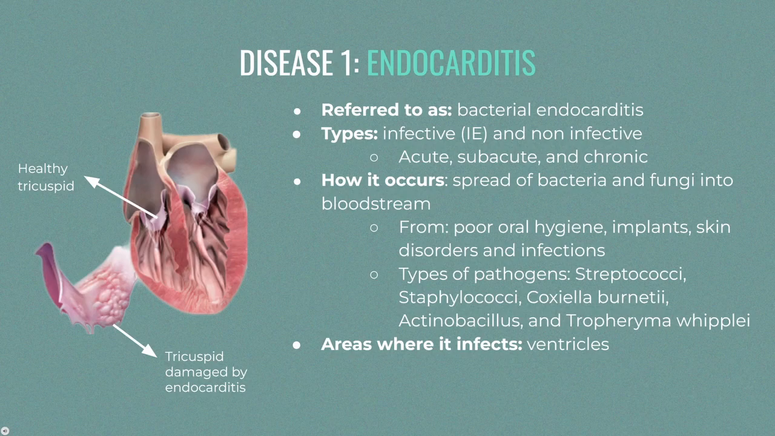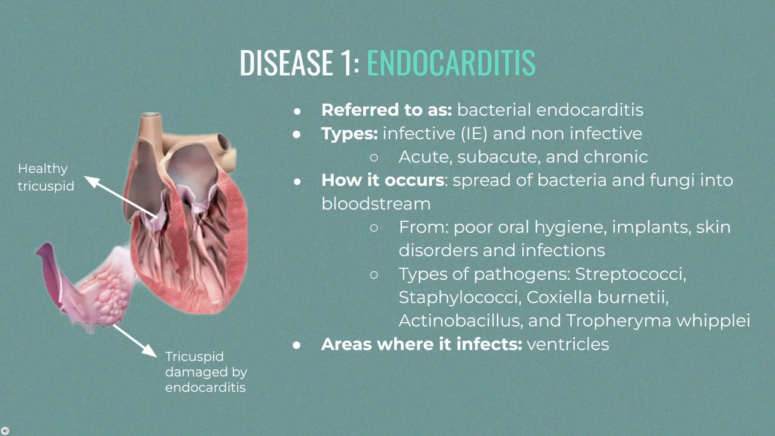There is acute, subacute, and chronic. It's acute when the disease develops suddenly and may become life-threatening within days. Subacute or chronic is when it develops slowly over a period of weeks to several months. Now the big question, how does it occur? It occurs by bacteria or fungi entering the mouth, intestine, respiratory tract, or urinary tract. The bacteria or fungi go into the bloodstream and infect the heart valves.